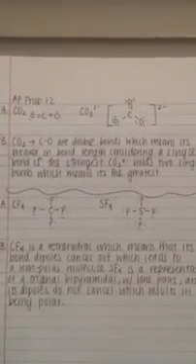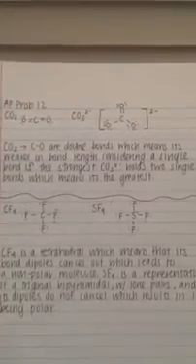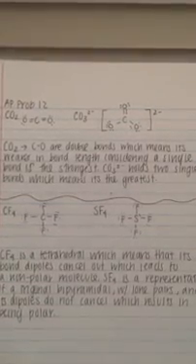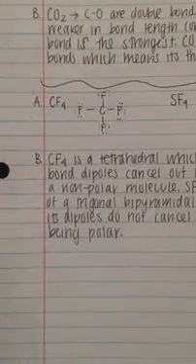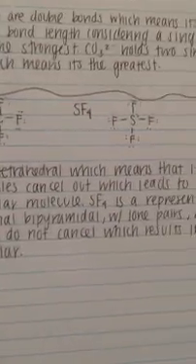For B, it is to explain and consider the bond lengths. So since CO2 has double bonds between the C and O, which means it's weaker in bond length, considering a single bond is the strongest. So since the CO3 2- holds two single bonds, which means it is the greatest, as shown here and here. For the second part, it was to draw the CF4 Lewis dot diagram and SF4.